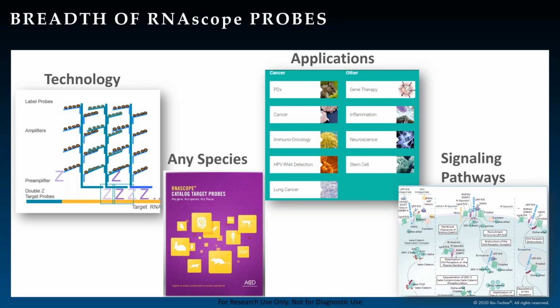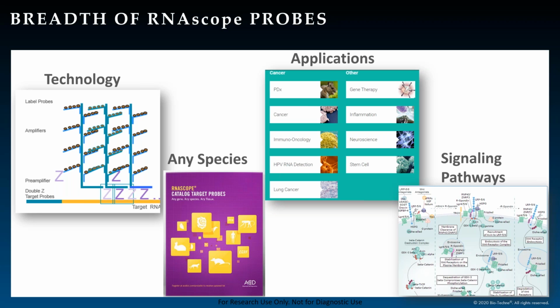The highlight of the RNAscope technology is our probe design strategy. We can design probes for virtually any species and have done so in over 200 species, covering most applications highlighted on our website. The majority of our probes are designed for human and mouse. On our website, you'll be able to find the applications area to demonstrate how these probes are used in the most common applications, including infectious disease, cancer, neurosciences, and gene therapy.